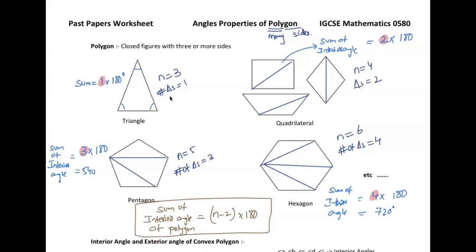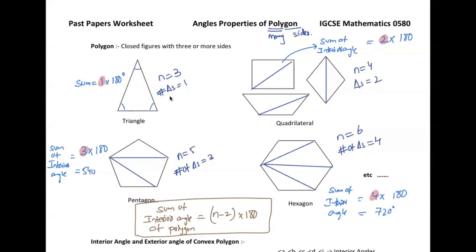So what does n minus 2 mean? n means the number of sides. So in the case of a triangle, the sides are 3. So 3 minus 2 is 1. 1 times 180. The sum of all the interior angles will add up to 180. In a quadrilateral, the number of sides is 4. So 4 minus 2 is 2. So 2 times 180 is 360.